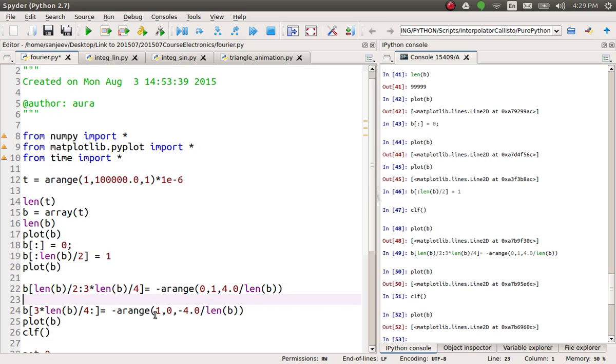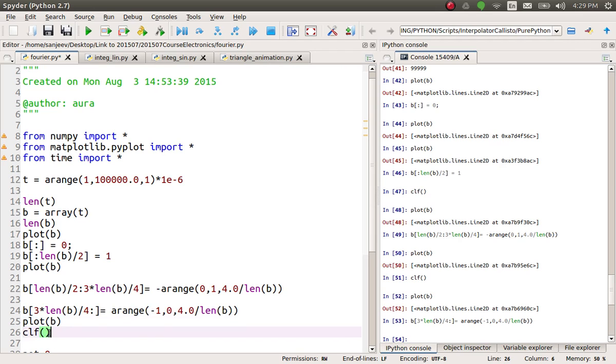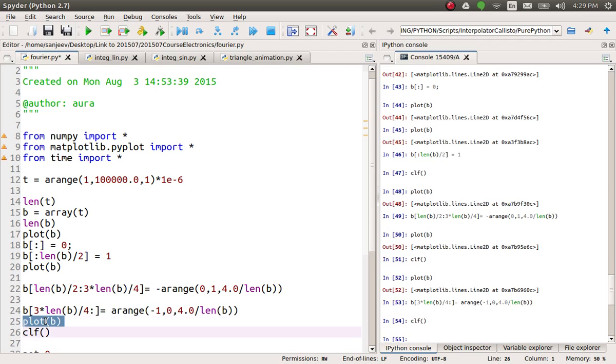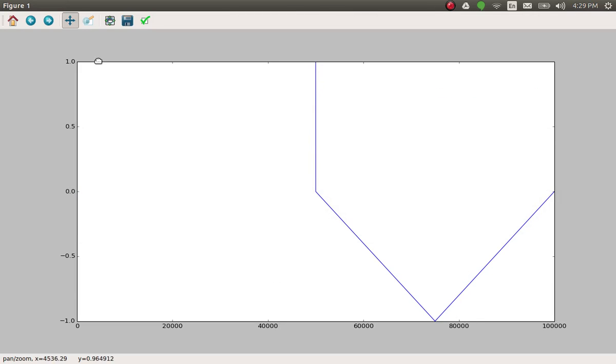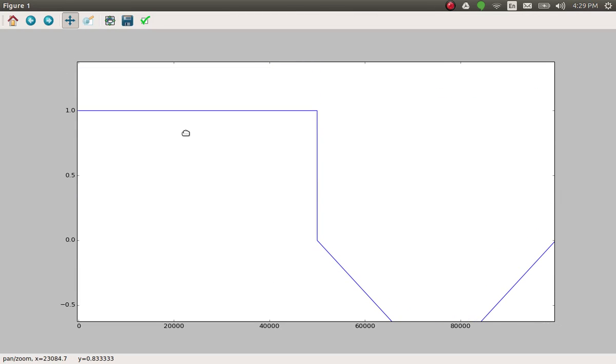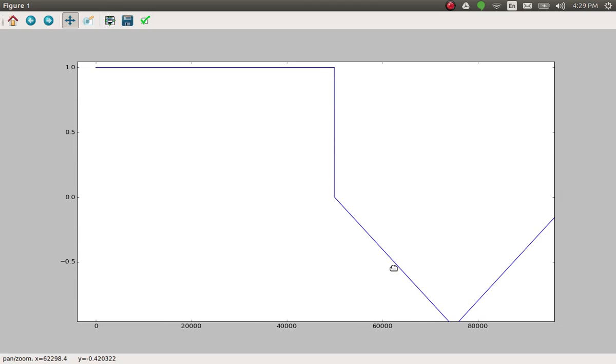And the way I've done that is I've said 1 to 0 I have to go down, and it's minus of that. I could also have said exactly what I said: -1 to 0 I go up. Clear the old plot, get the new plot. So that gives us what we wanted, which is a square wave, and then after that a triangular wave.